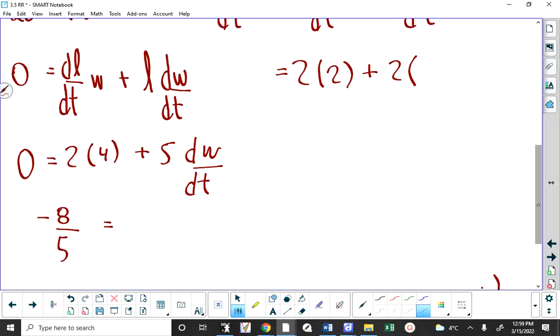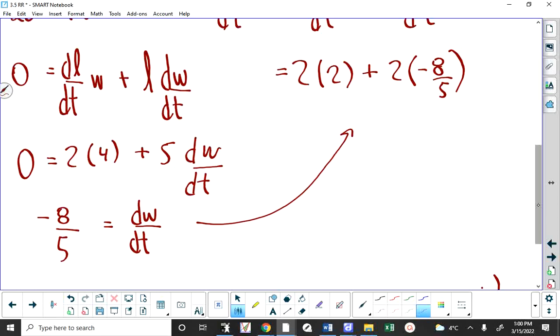How many of you recognize that negative 8 over 5 as being part of our previous work? It is dW/dt. So that goes up here, and you'll get the same answer. Yes, definitely. I thought you meant put the number into your perimeter function. Put it into the perimeter function after you've differentiated. Definitely a solid way to do it. Other questions?